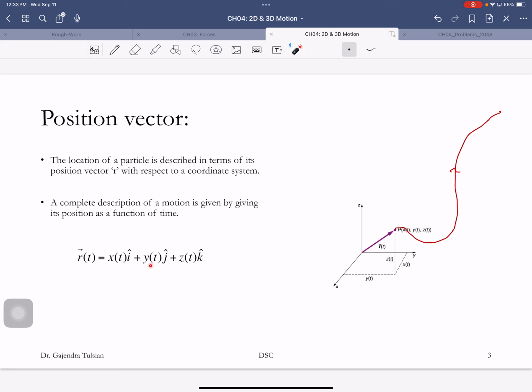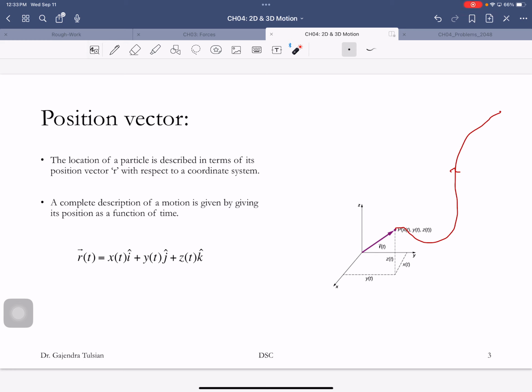Now if you want to describe this motion, we learned that describing this motion involved giving these three functions: x as a function of time, y as a function of time, and z as a function of time. If you give me these three functions, you've completely described the motion. And from this, you can calculate all the things that you're interested in calculating about the motion.